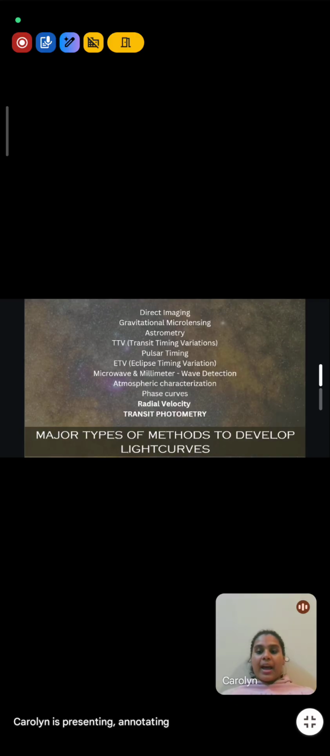Then we have eclipse timing variation. Eclipse timing variation is similar to TTV, more like TTV. If TTV was looking into transit timing variations, it's more like a clubbed thing, right? TTV is looking at any kinds of transit timing. Now, ETV is specific to a variation in the timing of eclipses that take place. So it basically deals with shadow casting rather than light falling, right?